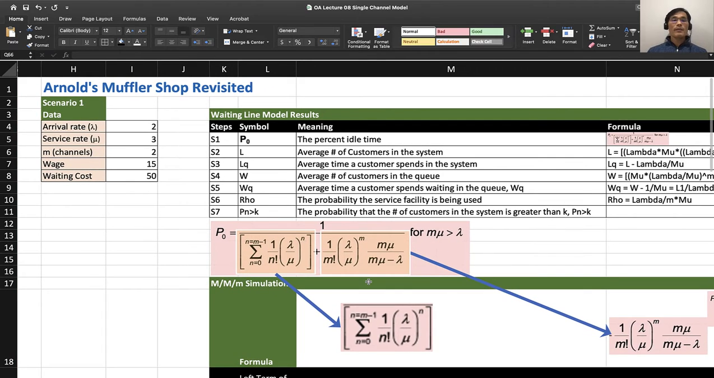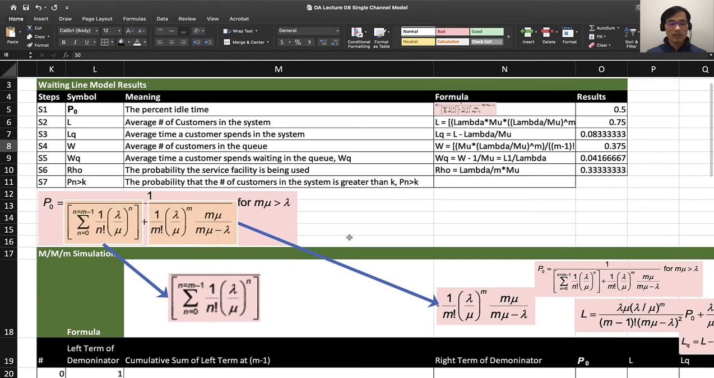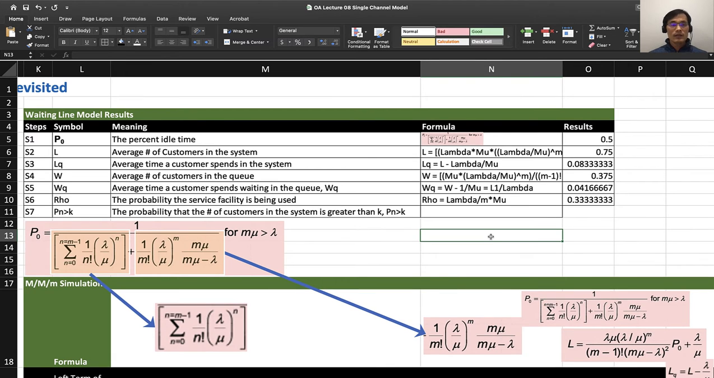So here is the MM2 module that we are going to run using Excel. In this case, we are hiring 2 mechanics instead of 1, and the arrival rate, the demand, is the same, 2 cars per hour, and the mechanics' efficiency is the same. They can handle 3 cars per hour, and the wage is $15, and waiting cost is about $50 per hour. And for this one, I have set up everything for you. And let us do the calculation together.